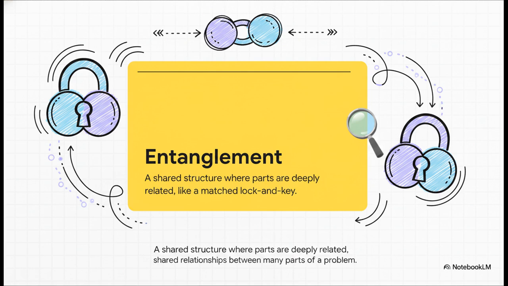Think of two halves of a properly matched lock and key system. Knowing the shape of one half instantly changes what you can say about the other, because they belong to the exact same design. Entanglement lets a quantum computer represent complex shared relationships between many parts of a problem, seamlessly connecting them as a single system rather than isolated pieces.